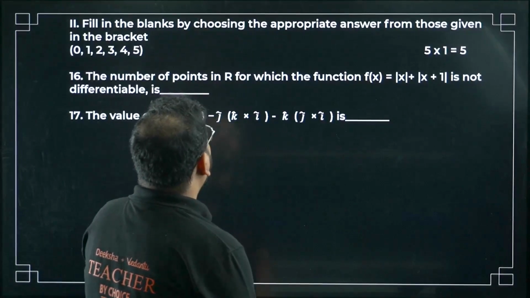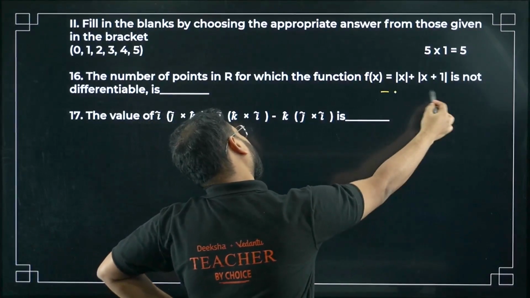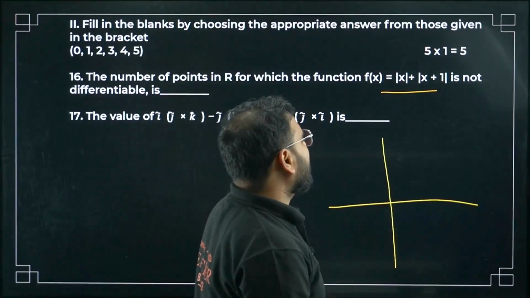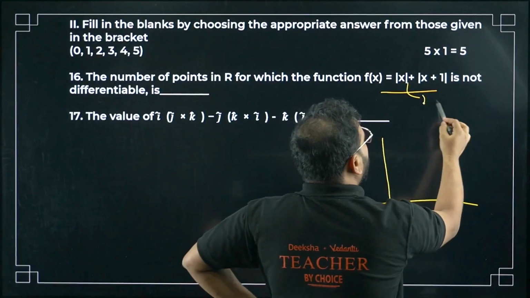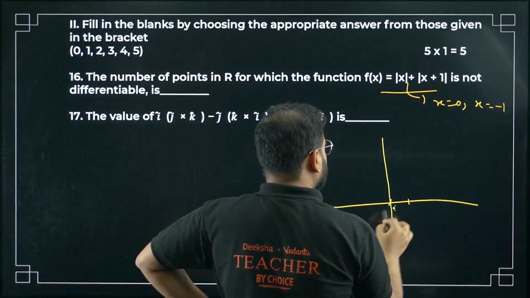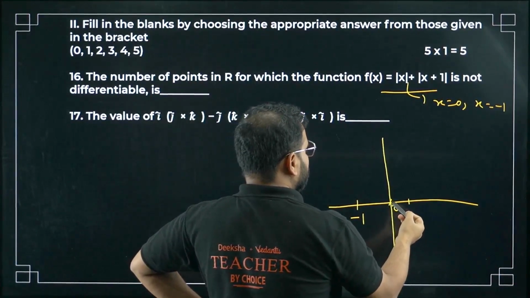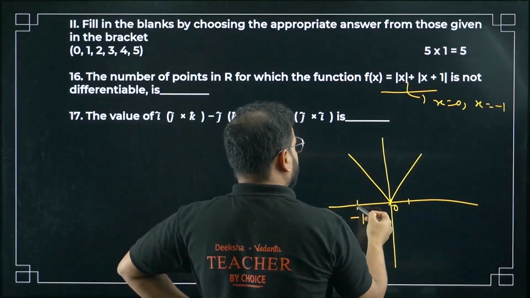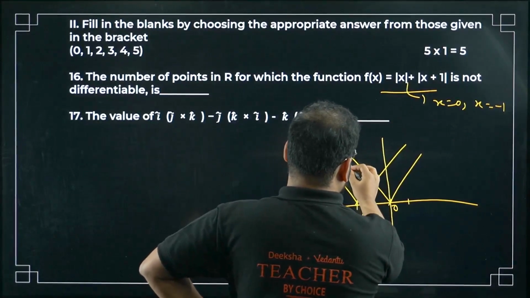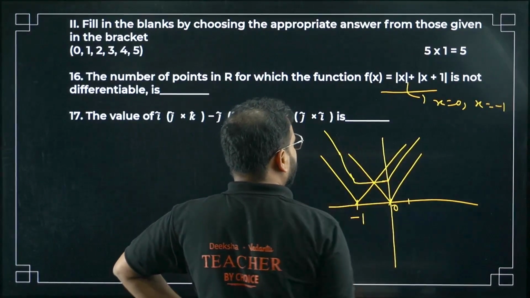The number of points in R for which the function is not differentiable. I think I've done this question somewhere with you guys. So how do you solve it? We have 2 critical points: one is x equal to 0, the other is x equal to -1. So 0 is over here and -1 is over here. Your graph will be something like this. This is your original graph. When you combine, you're going to get a graph like this.